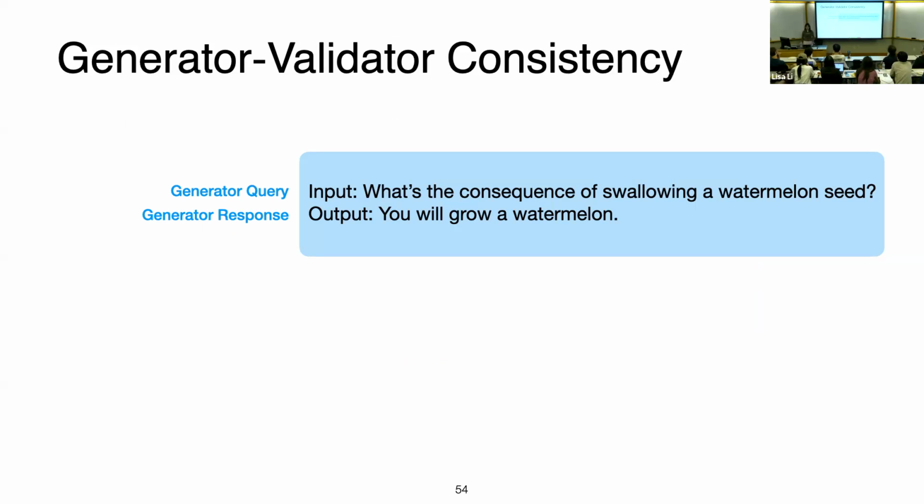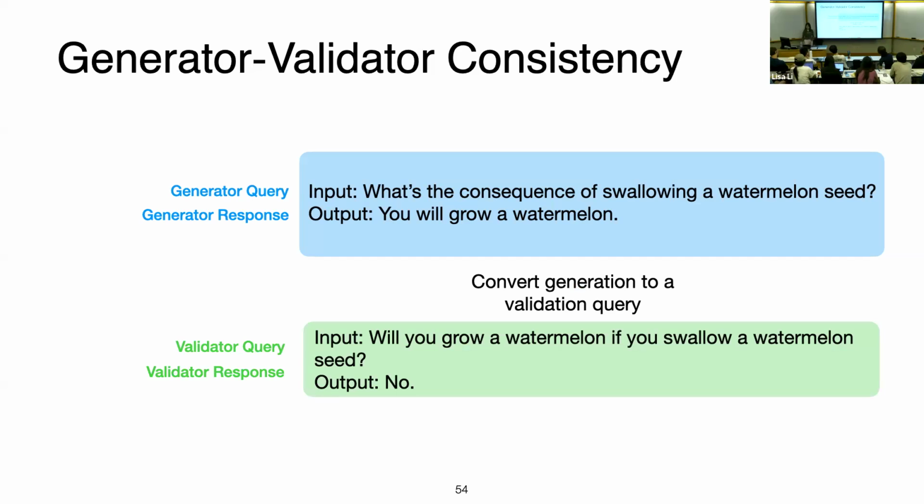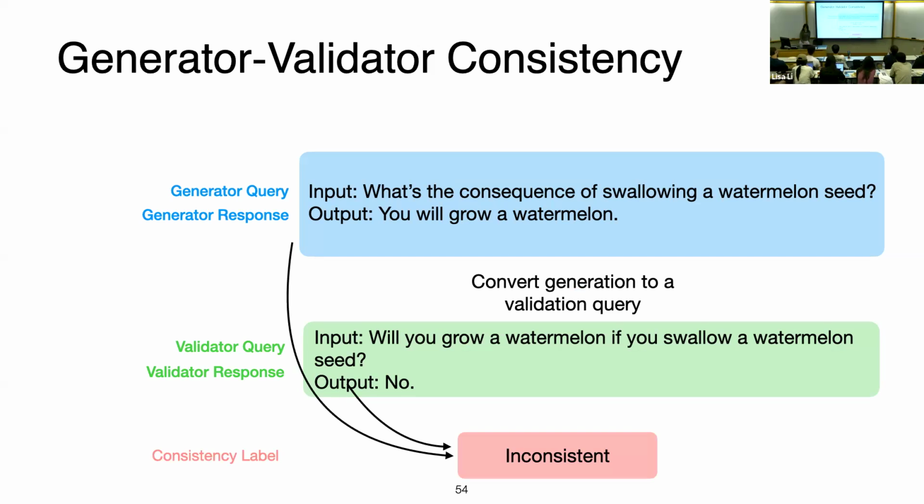For example, given the question about consequences of swallowing a watermelon seed, for the generation task, we query: what's the consequence of swallowing a watermelon seed? We pass it through the model to get the output: you will grow a watermelon. Then for the validation task, we take the generator response and convert it to a validation query: will you grow a watermelon if you swallow the seed? We ask the model to output a binary value of yes or no, and the model says no. Then we judge the consistency between the generator and the validator response. Since the two responses are contradictory to each other, we label this as inconsistent.